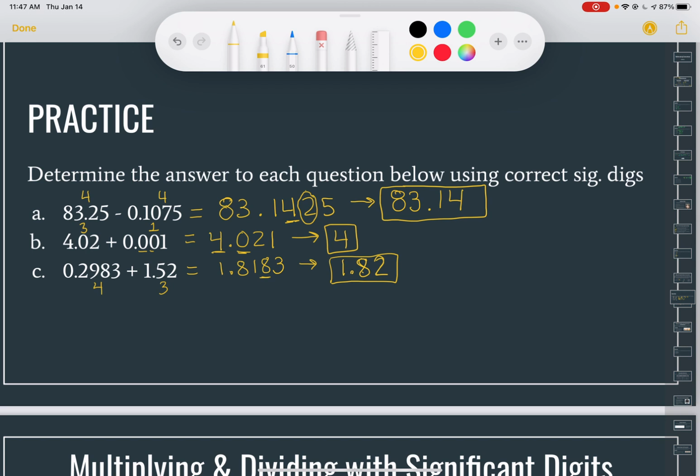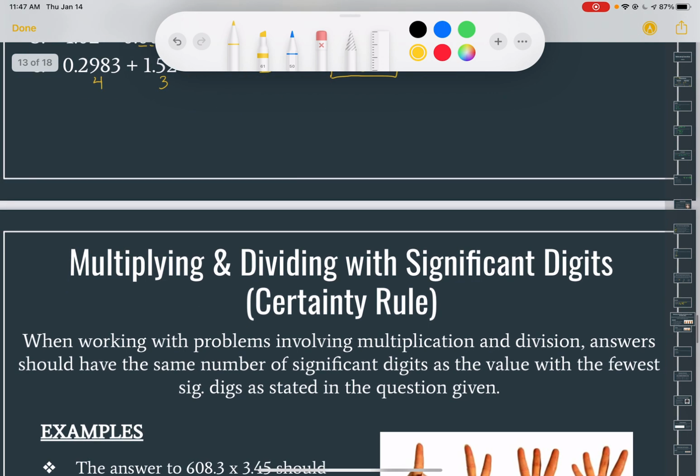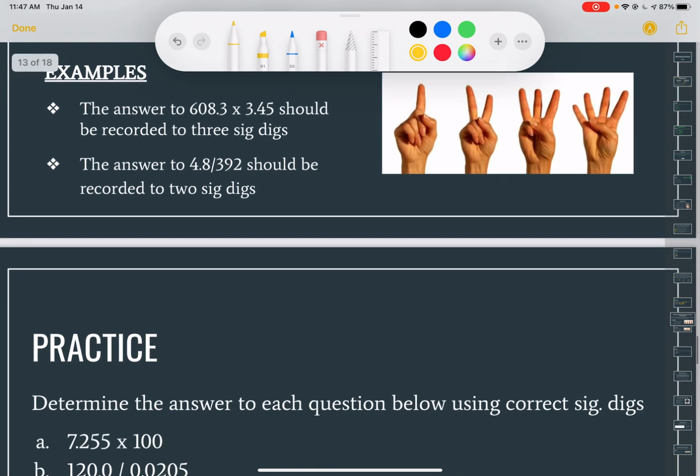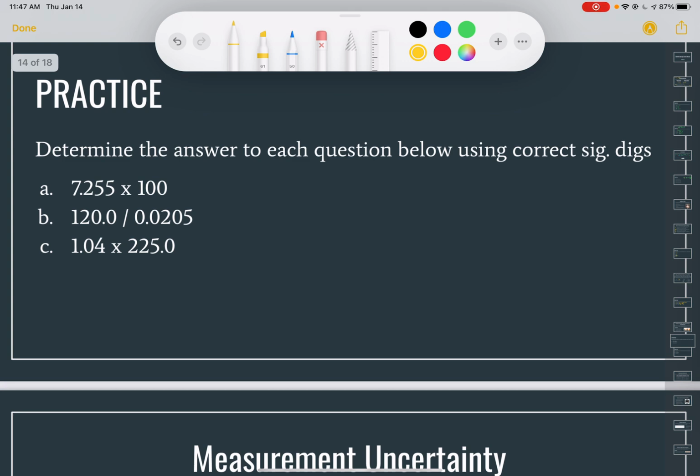Okay, so again, what we're doing here: analyze your question, find the part of the question that has the least amount of significant digits, do the question, and then round your answer to the amount of significant digits that exists. How we multiply and divide with them, it's literally the same thing as far as I know. We're just counting the significant digits in the question. So we can try these ones out again.